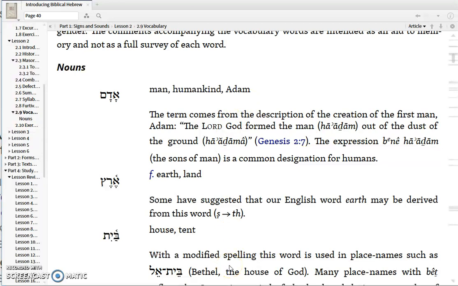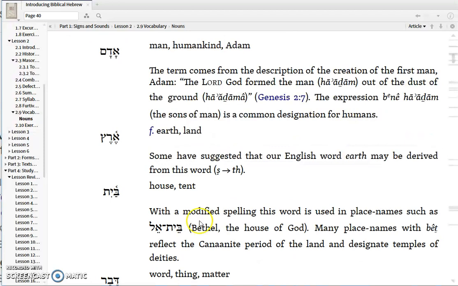Because in certain contexts, Adam doesn't work. In certain contexts, man doesn't work. And humankind or mankind would be a useful alternative, as in when God made Adam in his own image, in the image of God he created him, male and female he created them. Well, Adam doesn't mean man as a male, since it's male and female. So anyway, that's Adam. The next word is eretz, which is earth or land.